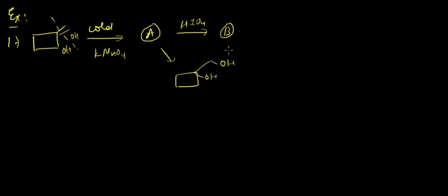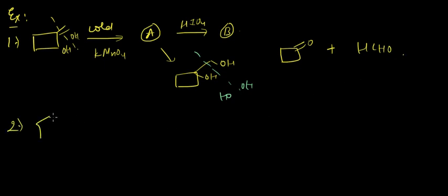Okay, and this product on reacting with HIO4, what will we get? Again, on both sides of the bond we'll be getting OH, and this bond will be cleaved. Okay, so what we'll be getting? We'll be getting something like a ketone, and we'll be getting HCHO. Okay, let's look at another example. Here we have something like this. Okay, and we get OH attached here.